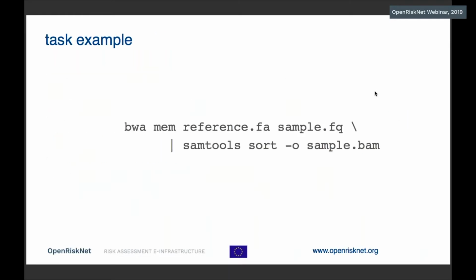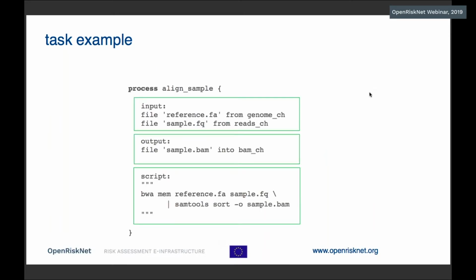This is a typical task that you might do in bioinformatics, a bash command line script here, where we're taking a BWA and we're simply going to pipe it to SAMtools. In Nextflow, you simply wrap the command line that you had before, and you just specify inputs and outputs. And this is one process itself. This is doing an alignment of the sample.